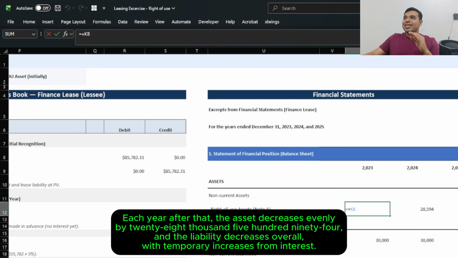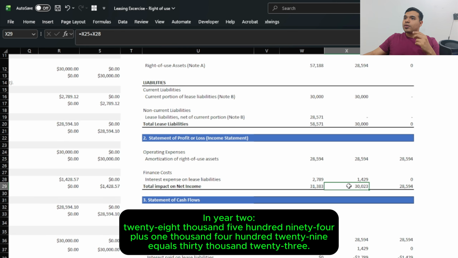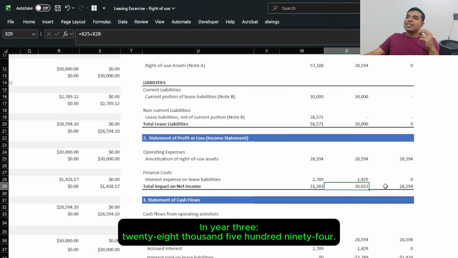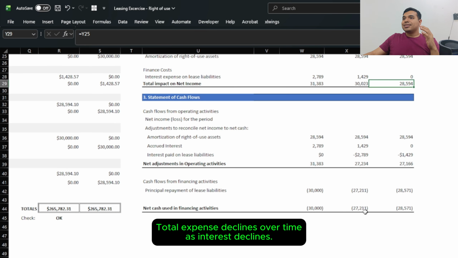On the income statement, this is a finance lease, so two expenses appear. In year one, $28,594 plus $2,789 equals $31,383. In year two, $28,594 plus $1,429 equals $30,023. In year three, $28,594. Total expense declines over time as interest declines.